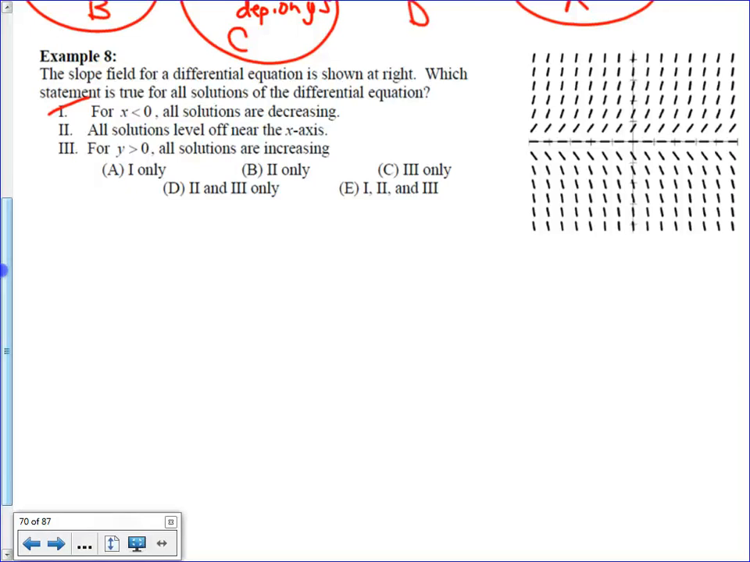Number 3, for y greater than 0, what quadrants? 1 and 2. For y greater than 0, which is quadrants 1 and 2, all solutions are increasing. Good. So therefore, my final answer would be? Keep going. Example number 9.